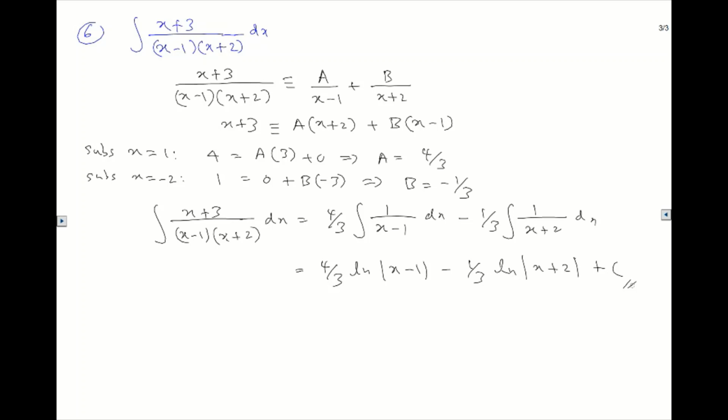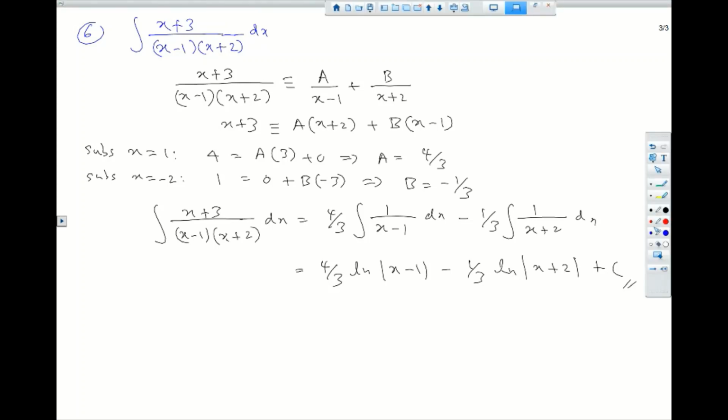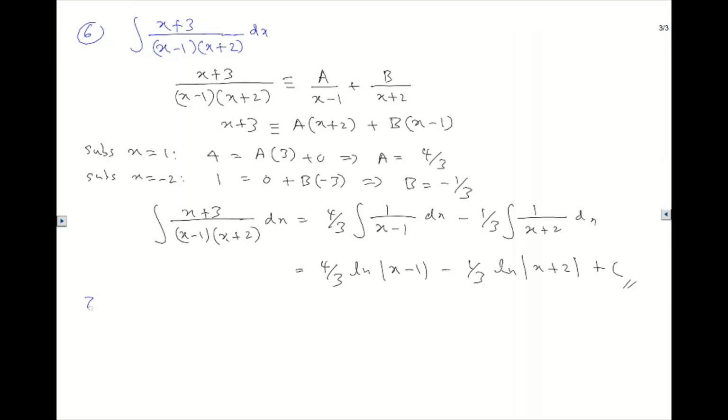And then we can try a simple integration by parts problem. How about that? So let's do number 7. How about this problem? The integral of t e to the negative 2t dt.